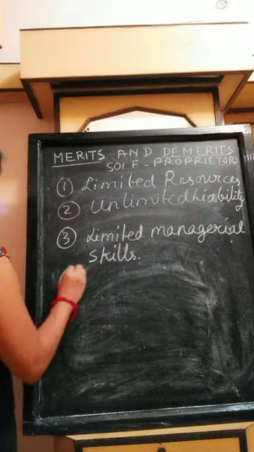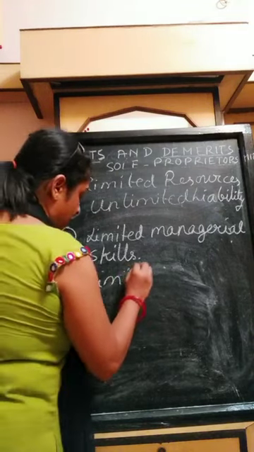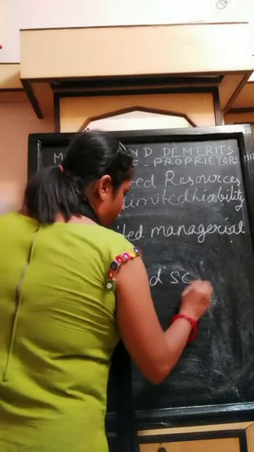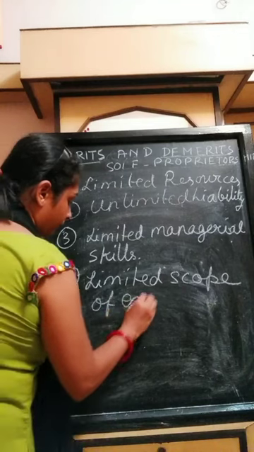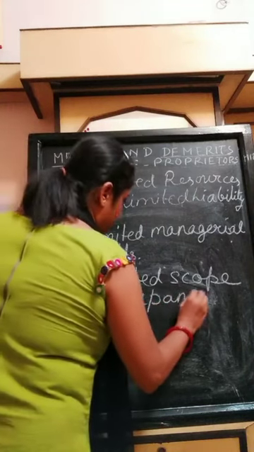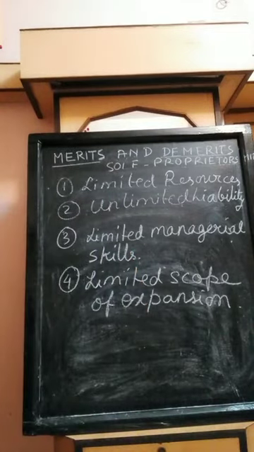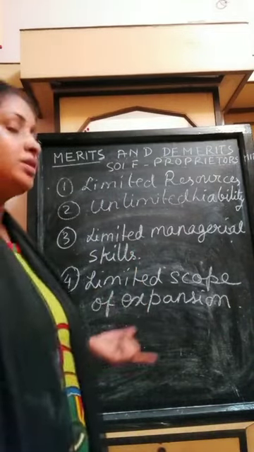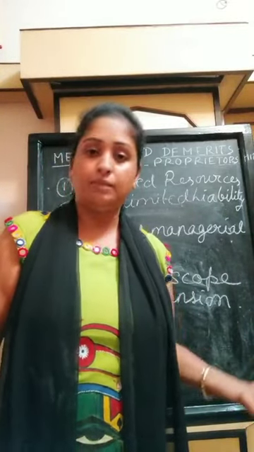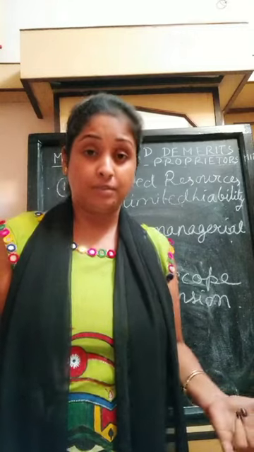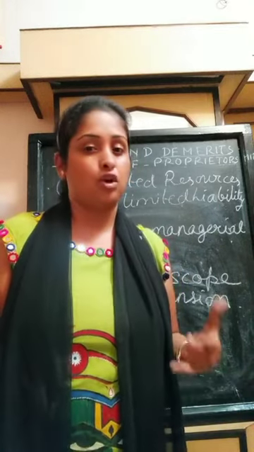So this is the next important point. And number 4 is limited scope of expansion. This I have already explained to you. Limited scope of expansion means, since capital is low, the business cannot grow, cannot extend beyond a certain limit, because resources are low. Capital means low resources, low labor, low production. So after a certain limit, the business cannot grow.